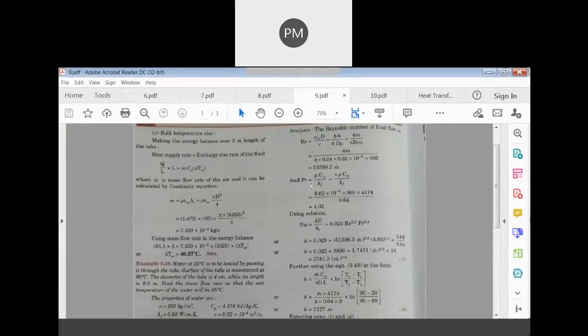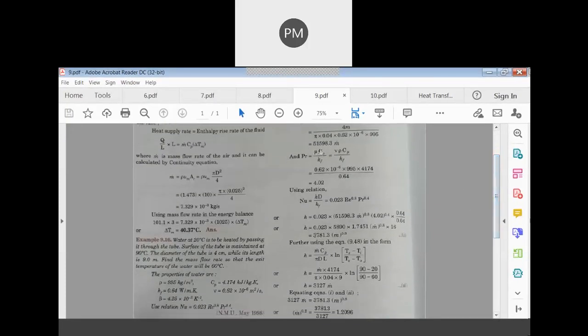Next, you can calculate Prandtl number, mu Cp by K. Mu into Cp by K. Again, dynamic viscosity is nothing but kinematic viscosity into density. Cp and K, everything has been given here. Just substitute and get the value. 4.02 you are going to get. Now Nusselt number is nothing but hD by K.